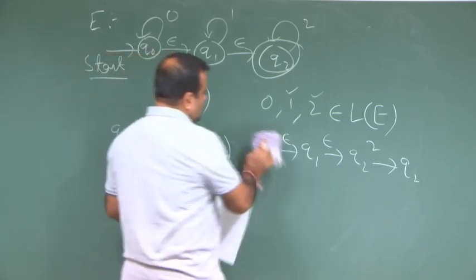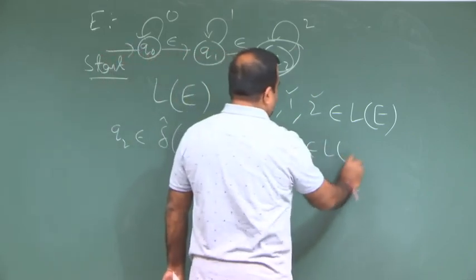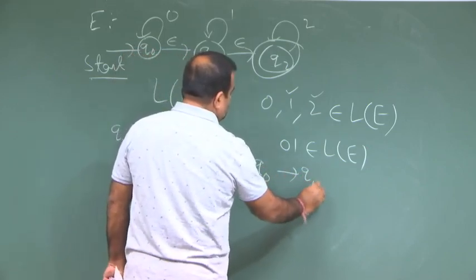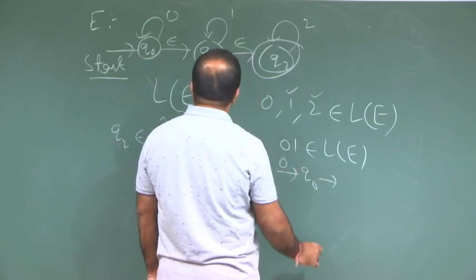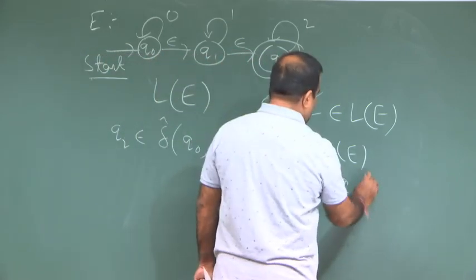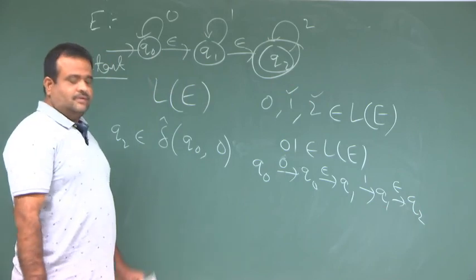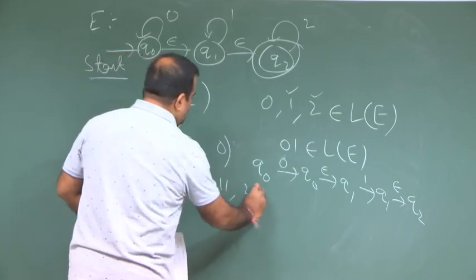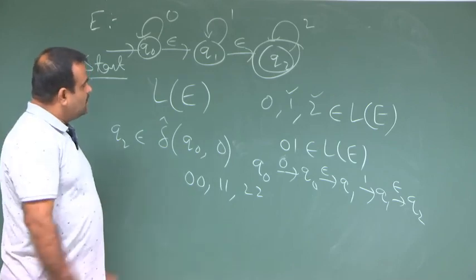Even 0 1 also belongs to L of E, because if we take 0 1, we can start from q0, with 0 we stay at q0, then with epsilon move go to q1, then with 1 we stay at q1, then with epsilon move to q2. Okay. So, this is the way we can figure out 00, 11, 22, any combination of this. All are reaching the final state.